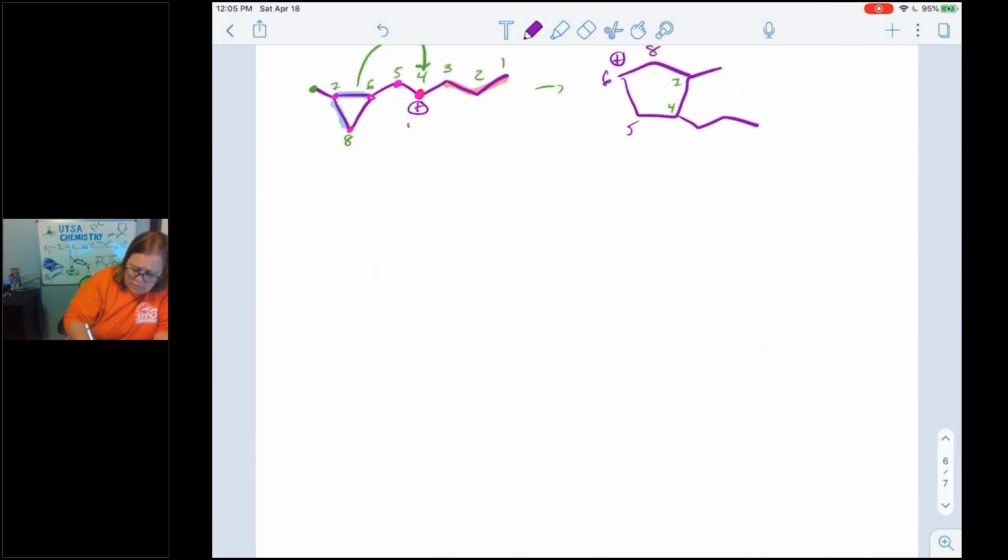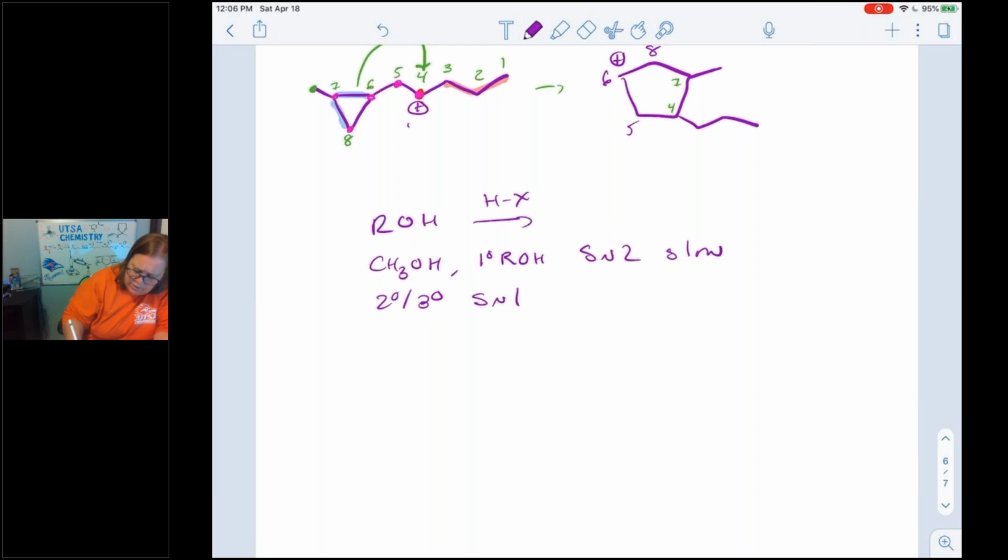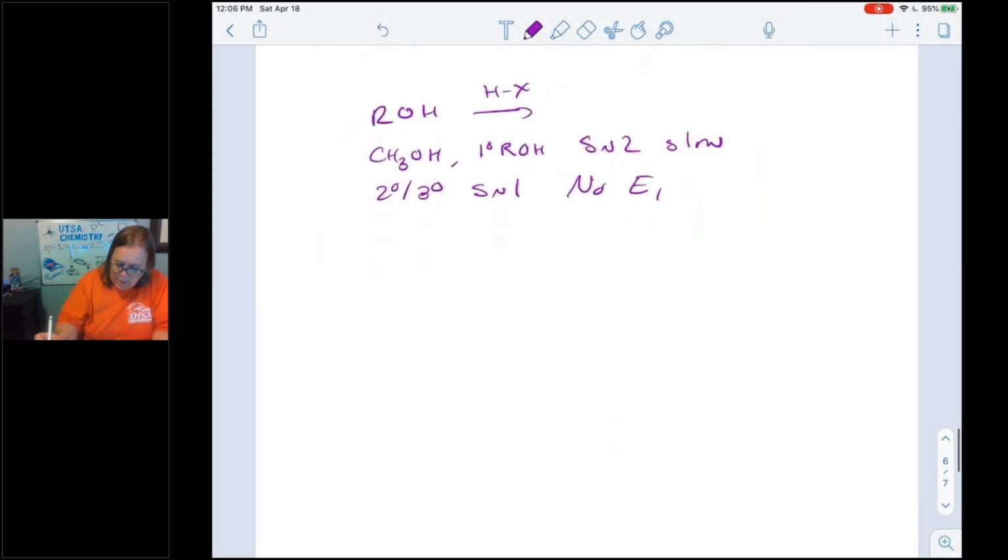So take my alcohols, which I reacted with HX. Now we can introduce methanol because it's substitution. Primary, it's going to be SN2, but it's going to be slow. Secondary, tertiary, SN1, no elimination, no E1. Just like when we had E1 just now, we don't have any substitution.